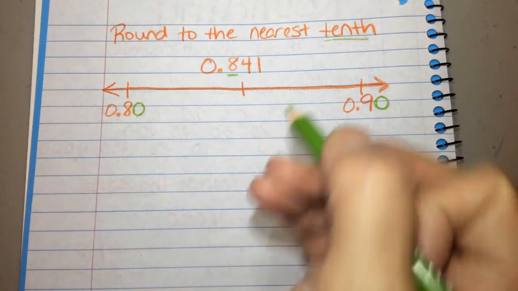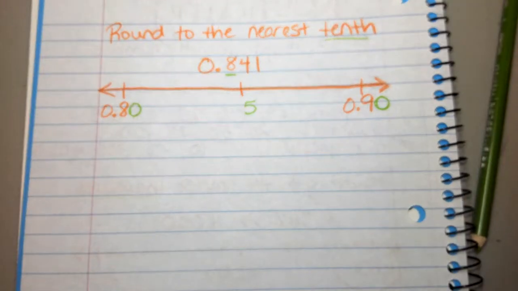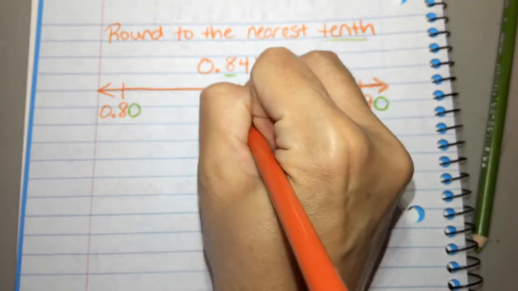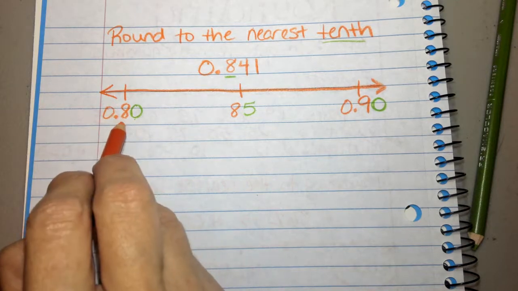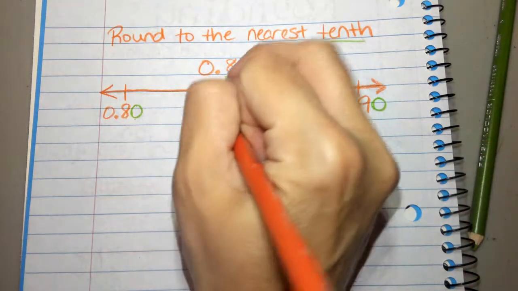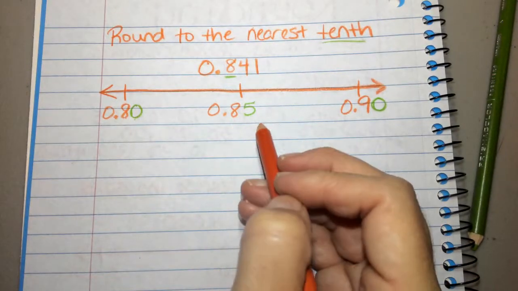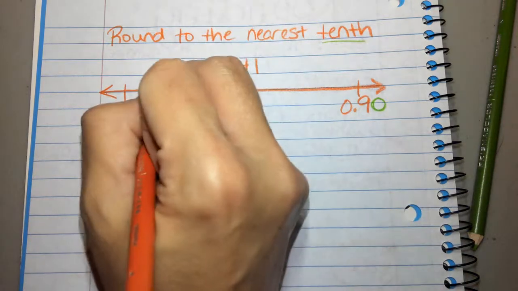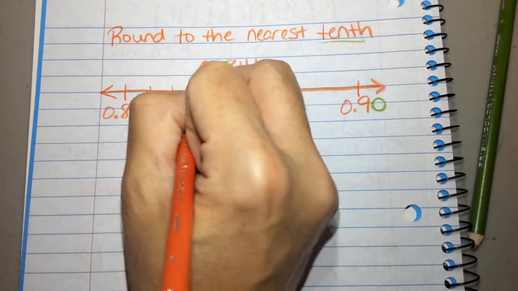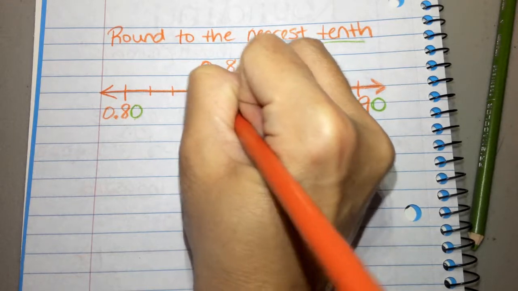Well, it's halfway between 80 and 90. And again, you know, it's going to have a 5. So I think you know that 85 is going to be halfway between. But this number isn't really 80, it's 80/100. So I've got to make this one be 85/100. And now I look at my number, which has 84. So 81, 82, 83, 84, and then a little bit over.